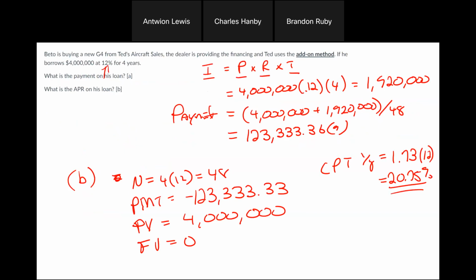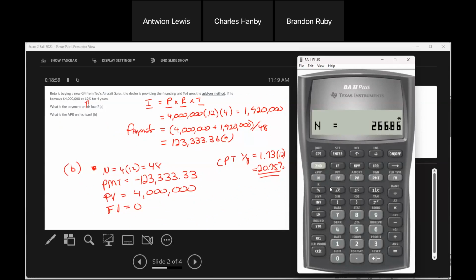Wow. So you want to see that on the calculator? Yes, sir. Okay. All right. When you're doing stuff like this, it's a good idea to use the memory. So the 4 million times 12%, 0.12 times 4 equals. So let's store.